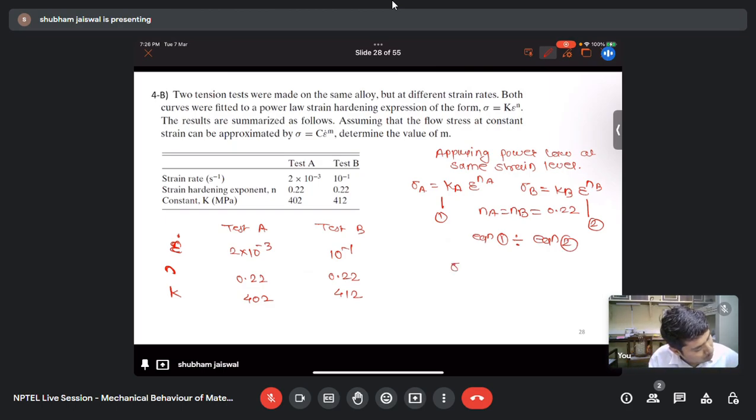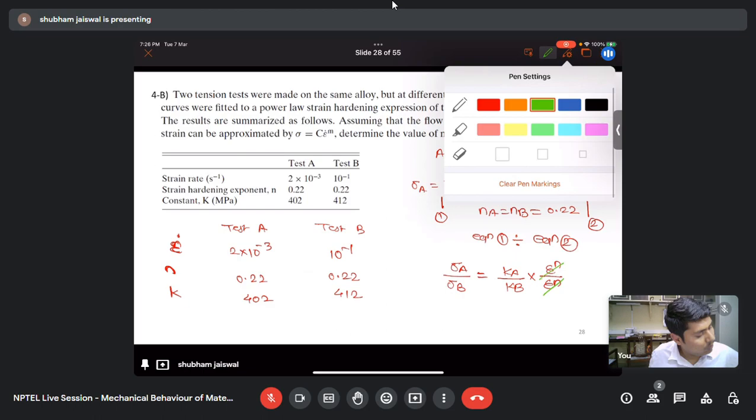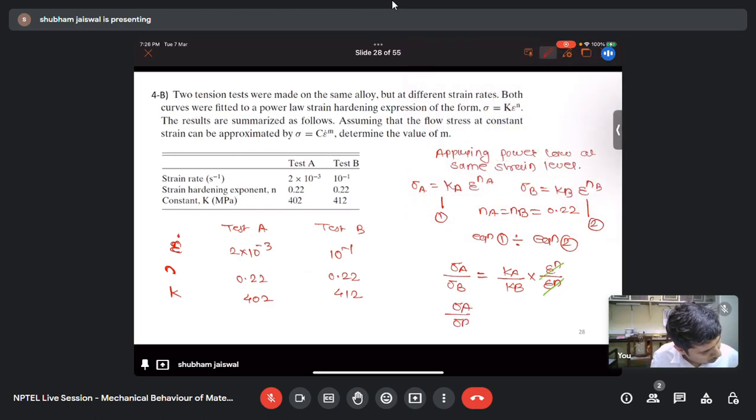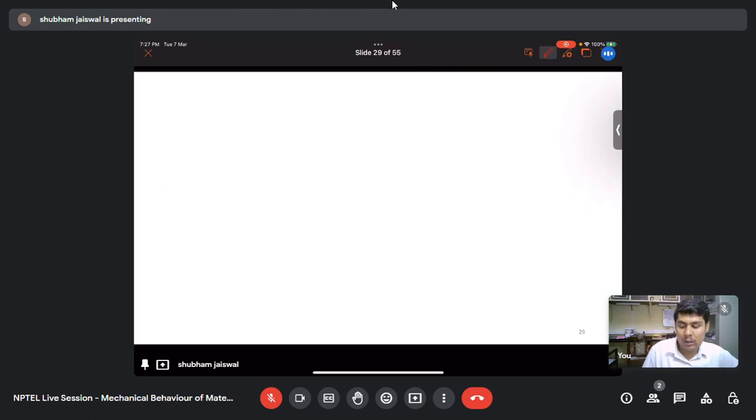Sigma A upon sigma B is equal to Ka upon Kb into epsilon to the power n upon epsilon to the power n. As these two terms are the same, they will get cancelled out. So we are left with sigma A upon sigma B equal to Ka upon Kb, where Ka is 402 and Kb is 412. So we'll get sigma A upon sigma B equal to 0.975. So this ratio we got.